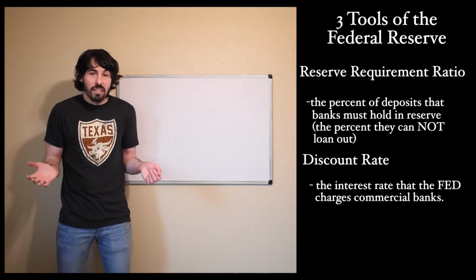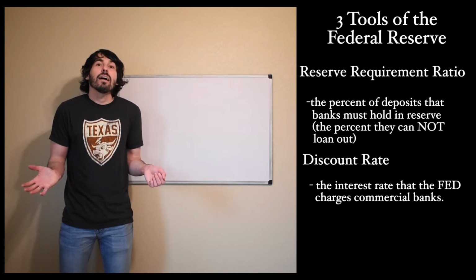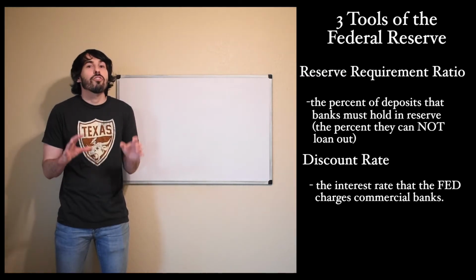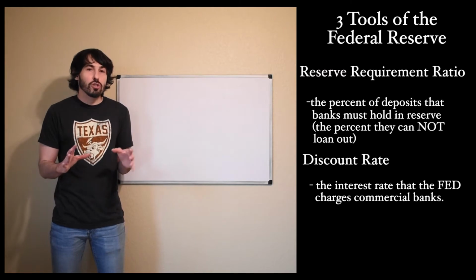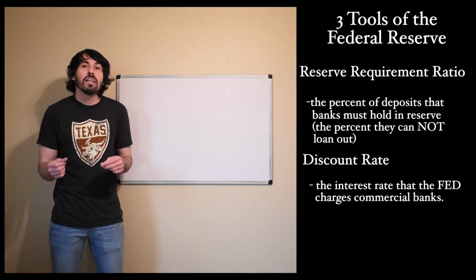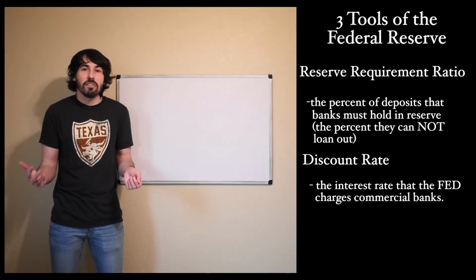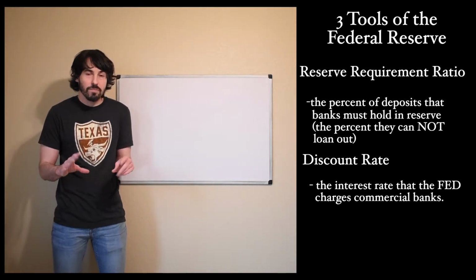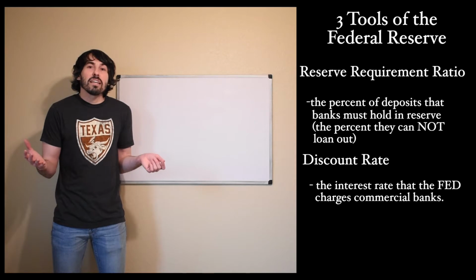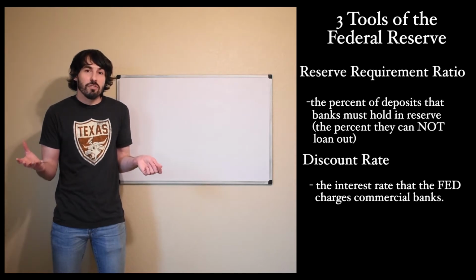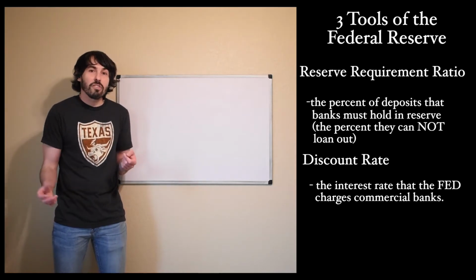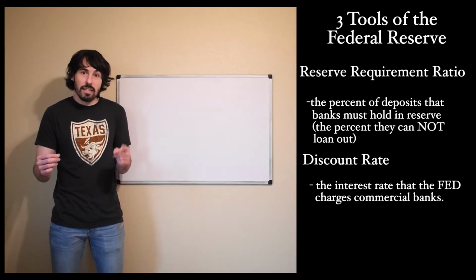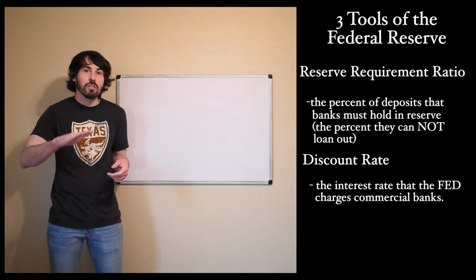Second way that the Fed can affect the money supply is the discount rate. The discount rate is the interest rate that the Federal Reserve charges commercial banks in order to borrow from it. So if Bank of America needs to borrow money from the Fed, they pay what's called the discount rate. It's an interest rate. If the Fed wants money to be easier to get and increase the money supply, then they would just lower the discount rate.